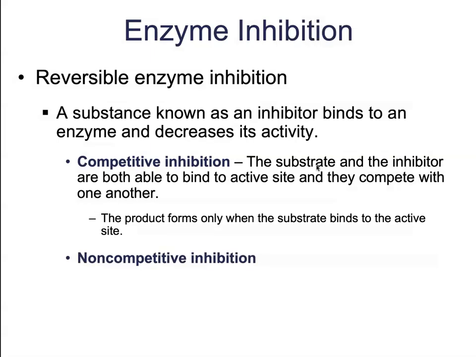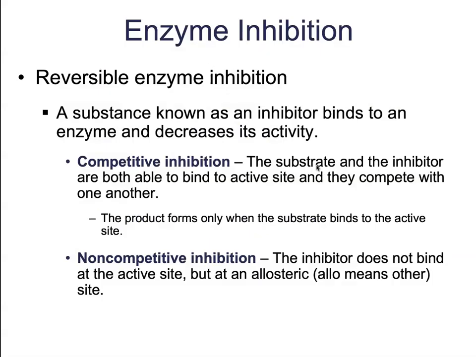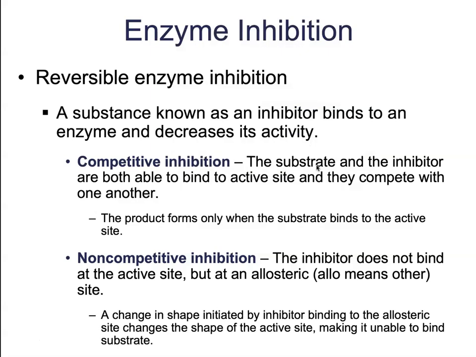Non-competitive inhibition is a little bit different. The inhibitor does not bind to the active site. It binds to another location called the allosteric site. When we bind to that allosteric site, the change in shape initiated by the inhibitor binding to the allosteric site changes the shape of the active site, making it unable to bind to the substrate.